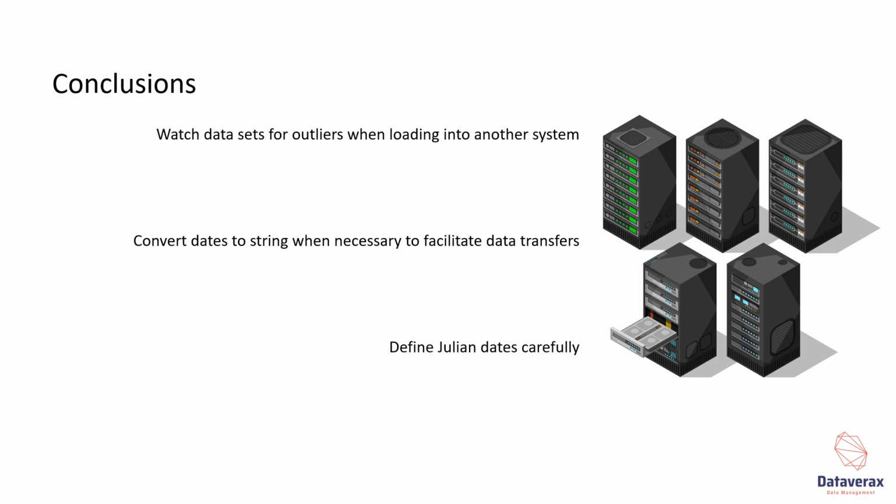And finally, be sure you know what kind of Julian dates you're dealing with. There are many Julian date variations, not only the ones I've described in this presentation. In the world of computer lingo, the default Julian date refers to the ordinal date used for mainframe systems.